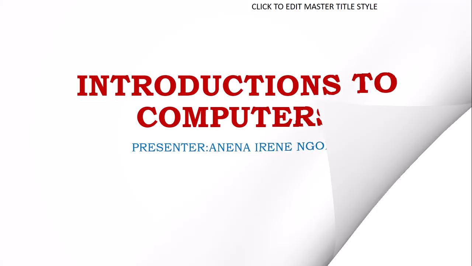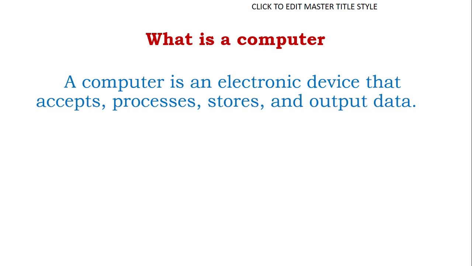What do you understand by the term computer? What is a computer according to your own understanding? A computer is an electronic device that accepts, processes, stores and outputs data. A computer is called an electronic device because it uses electricity. There is no computer that doesn't use electricity. It uses electricity and accepts data. After accepting data, it processes it. After processing, it stores, and it is able to give us the output.